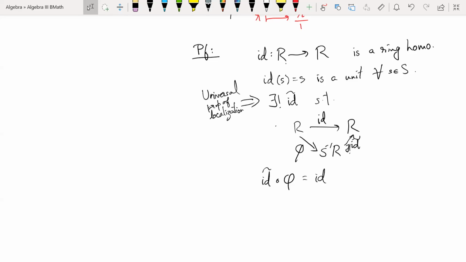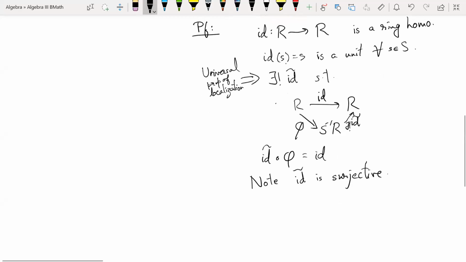So of course, identity tilde is obviously surjective, because identity is surjective. So note identity tilde is surjective because identity tilde composed with phi is identity and identity is surjective, so it is surjective. So you only have to show that the kernel is trivial.